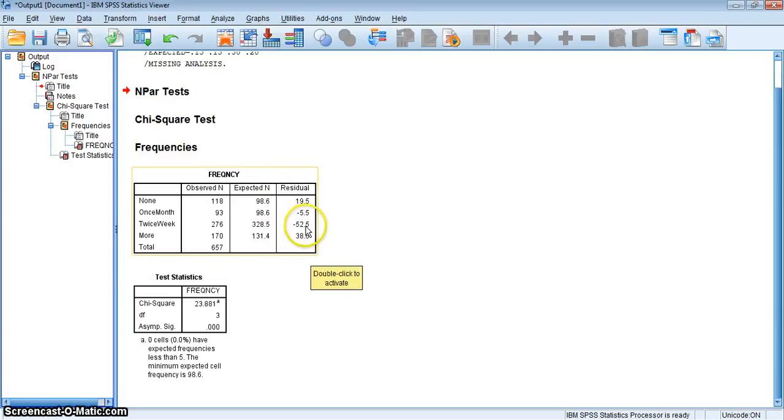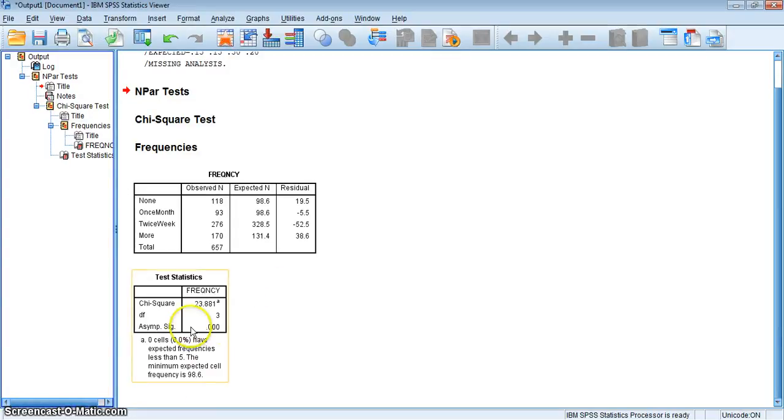There's your biggest residual right there. So there's your biggest contributor to the chi-square test statistic. More students are moving out of this category at the University of Arizona, and it looks like maybe they're moving into this more category. Our observed is much greater than our expected here. So our chi-square test statistic is 23.881 with a p-value of 0.000. So we reject the null hypothesis.